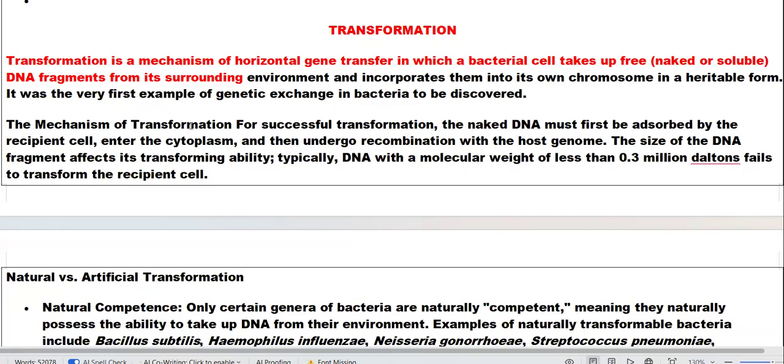The mechanism of transformation: for successful transformation, the naked DNA must first be absorbed by the recipient cell, enter the cytoplasm, and then undergo recombination with the host genome. The size of the DNA fragment affects its transforming ability. Typically, DNA with a molecular weight of less than 0.3 million Dalton fails to transform the recipient cell.